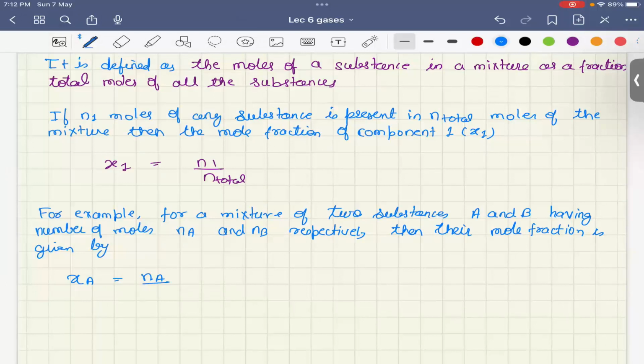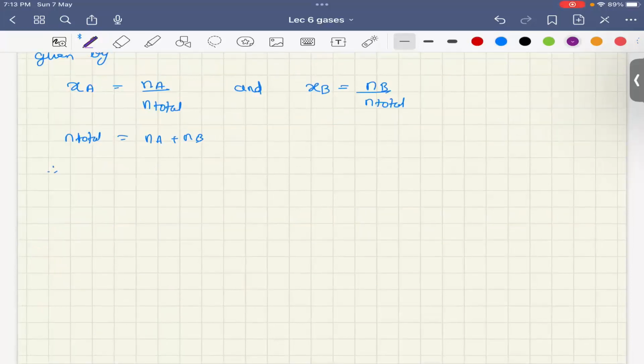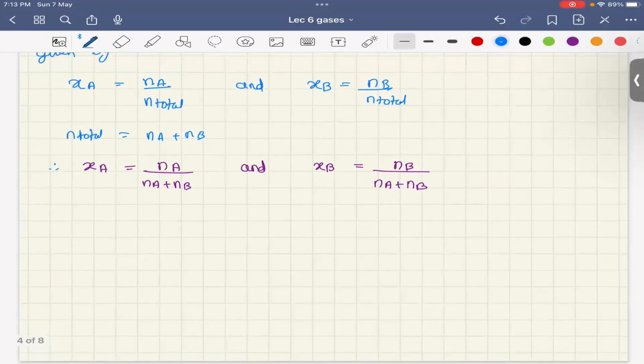Xa should be Na by n total, and Xb would be Nb by n total, right? But here what is going to be n total? N total is going to be nothing but Na plus Nb, right? Xa is going to be Na by Na plus Nb, and Xb is going to be Nb by Na plus Nb, right? So now let us generalize this, right?